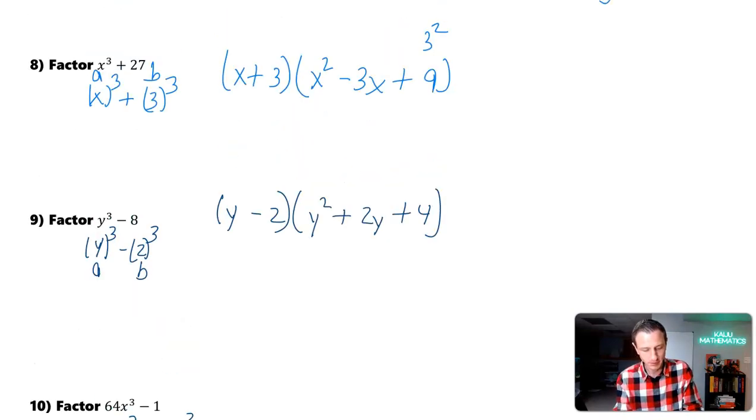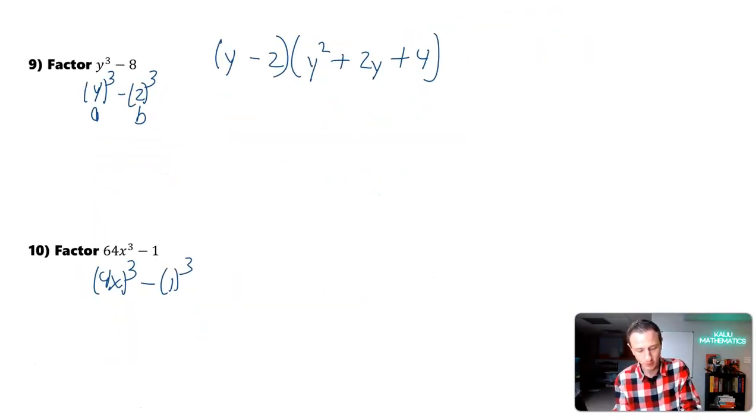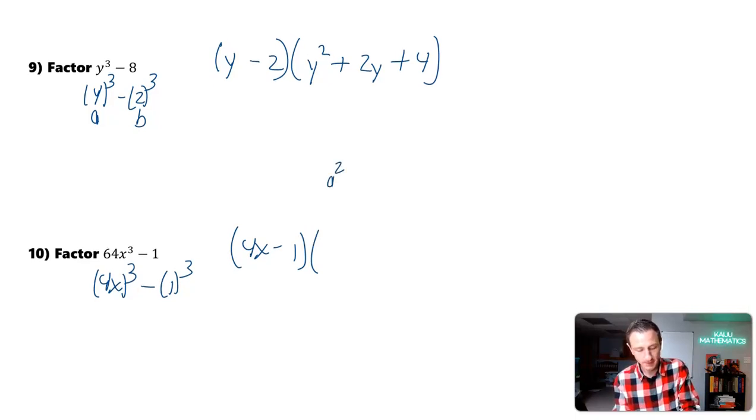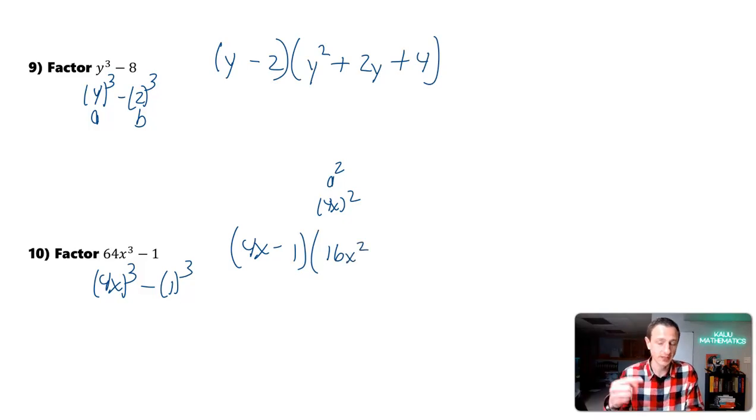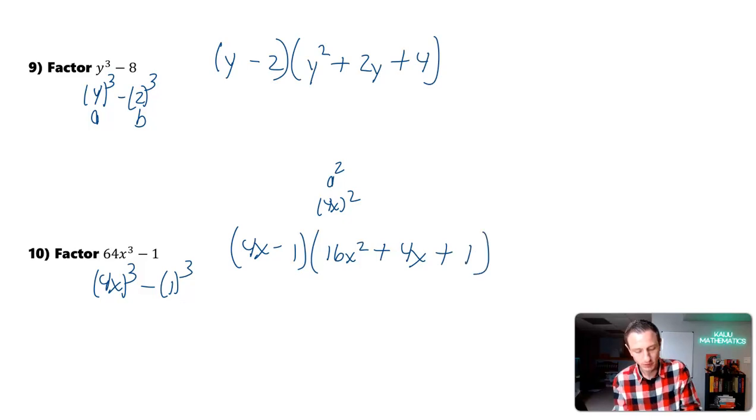So that's going to be, let's look at our formula, a minus b. So 4x minus 1. And then it is your a squared. So be careful here. a squared is going to be 4x squared. So that's 16x squared because 4 has to be squared, 4x times 4x. So 16x squared and then plus 4x times 1 is 4x plus 1 times 1 is 1.